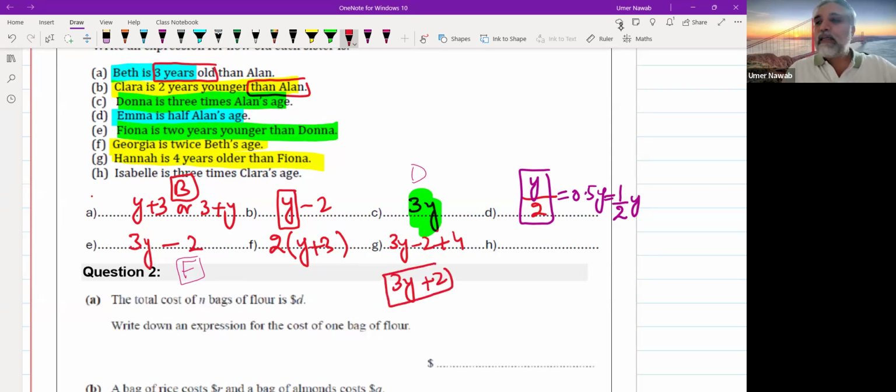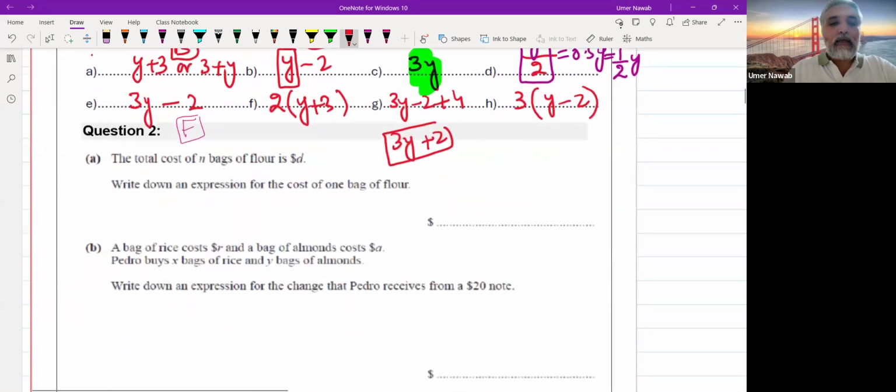Last part, Isabel is 3 times as Clara's age. So 3 times as Clara's age. This is Clara, guys. So now I need to multiply this y minus 2 with 3. So this is the best way. Don't write 3y minus 2. Let's go to the next.